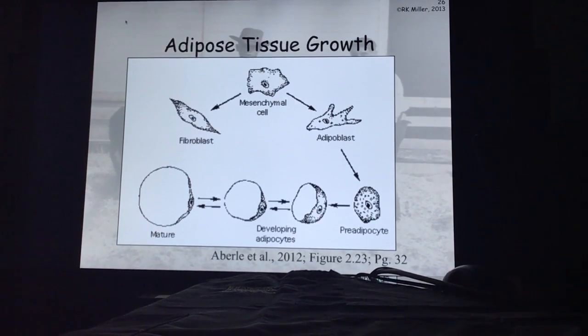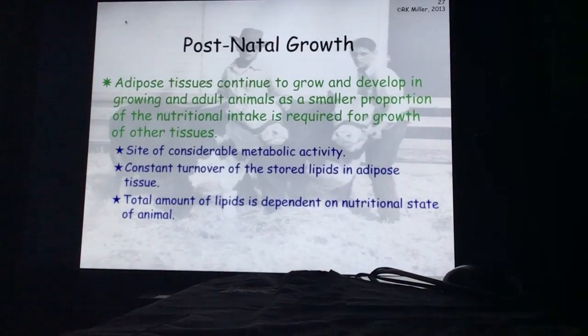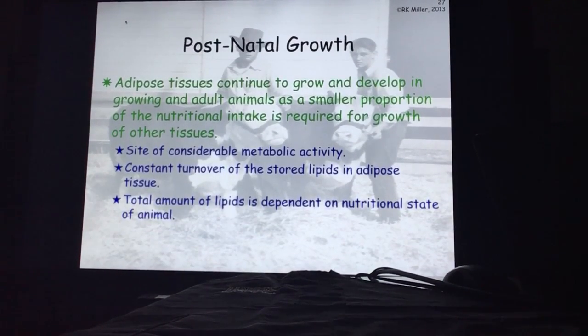People who work with fat cells use a Coulter counter to measure the number of adipose cells and the size of the cells that are there, because those are indications of the level of fattening. In postnatal growth, adipose tissue can continue to grow.